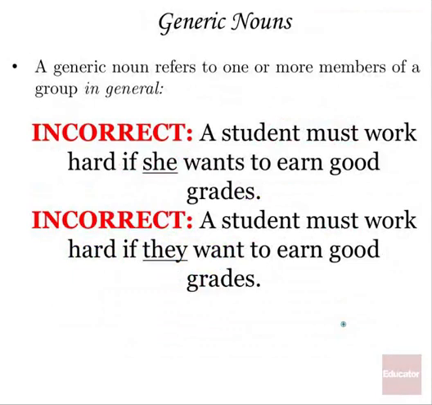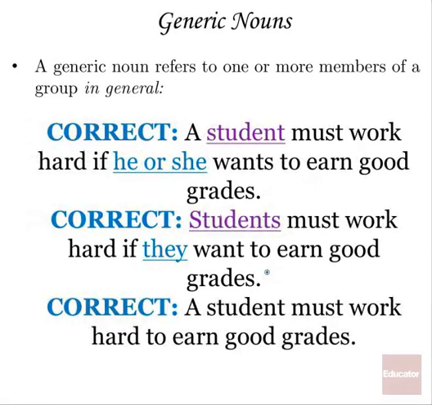All right, what do you do with generic nouns? A generic noun refers to one or more members of a group in general. So it is incorrect to say, a student must work hard if she wants to earn good grades. The generic noun in this case is a student, a member of this group. But because not all students are female, you can't just refer to any random hypothetical student as she. You also can't say a student must work hard if they want to earn good grades, because a student is singular, a student. So what do you do?